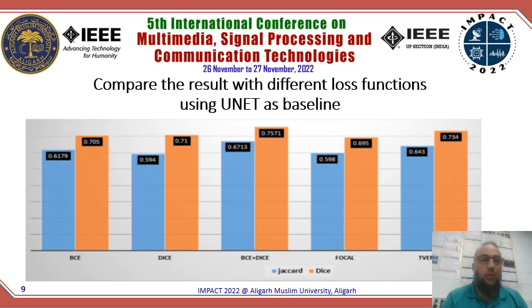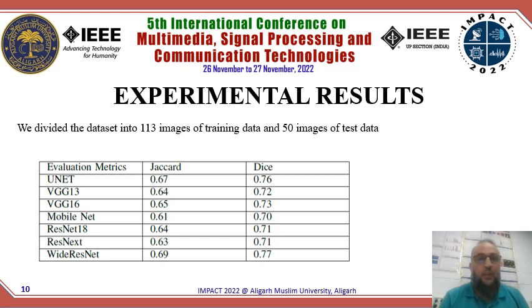Here are the loss functions. We used binary cross entropy and dice, and we made a fusion loss function. We added binary cross entropy with dice, and also focal Tversky. We see that binary cross entropy with dice registered the best accuracy. It achieved about 75% in dice and 67% in CAD. This was the final experiment for the segmentation part.